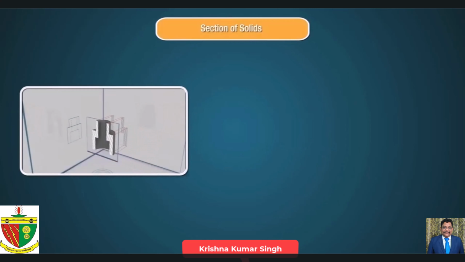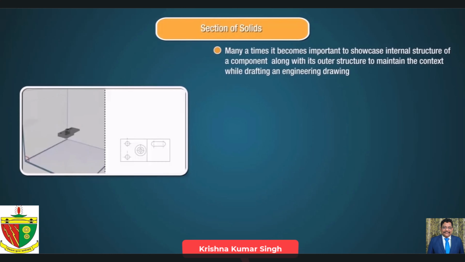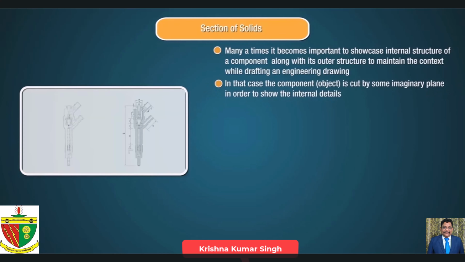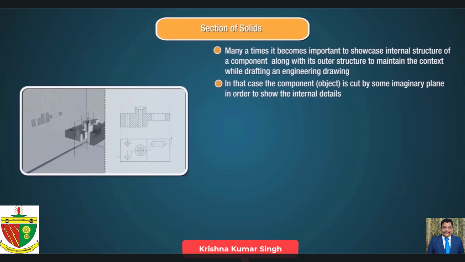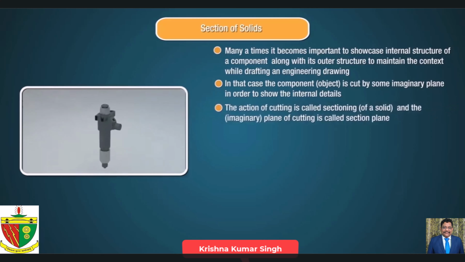Section of solids. Many a time it becomes important to showcase the internal structure of a component along with its outer structure to maintain the context while drafting an engineering drawing. In that case, the component or object is cut by some imaginary plane in order to show the internal details. The action of cutting is called sectioning of a solid, and the imaginary plane of cutting is called the section plane.